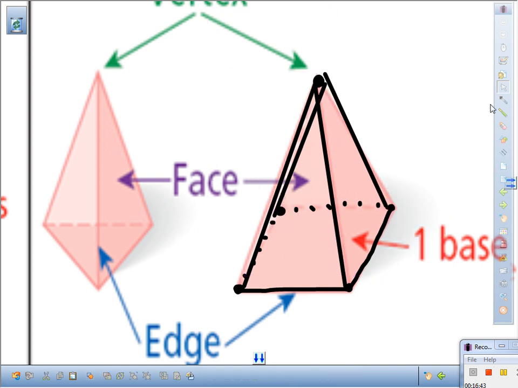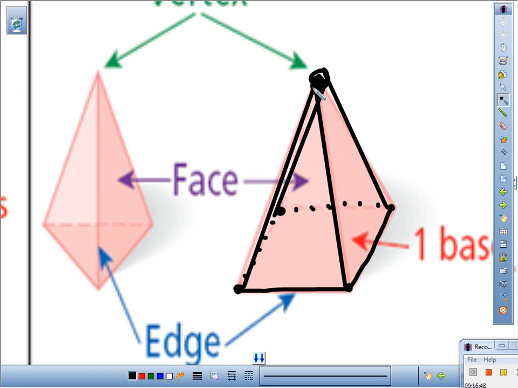Something like that, yeah? And make a bigger vertex. All right. So look up. What kind of base does this one have? A square. So this one is a square pyramid. Why? Because the base is a square.